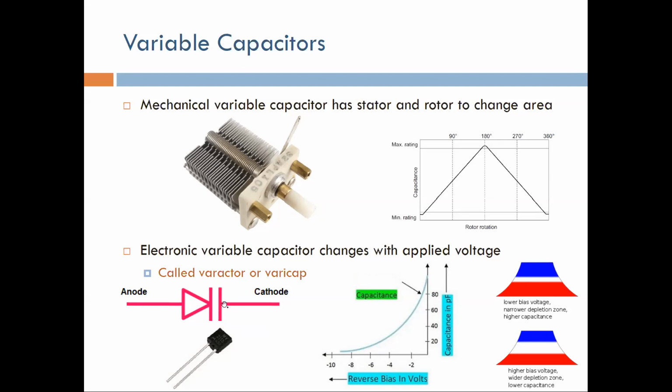People found that if you have a regular diode, you have PN semiconductors, and if you have a reversely biased diode, you're not going to have a current flowing, right? If I put, let me draw it for you.